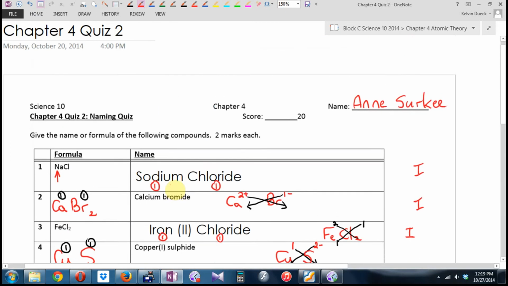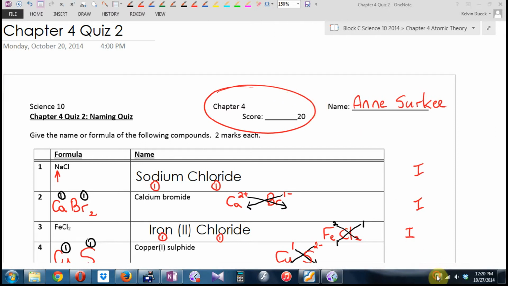Can you give yourself a clear score out of 20, please? Make sure your name is on them, and then pass them towards the center.